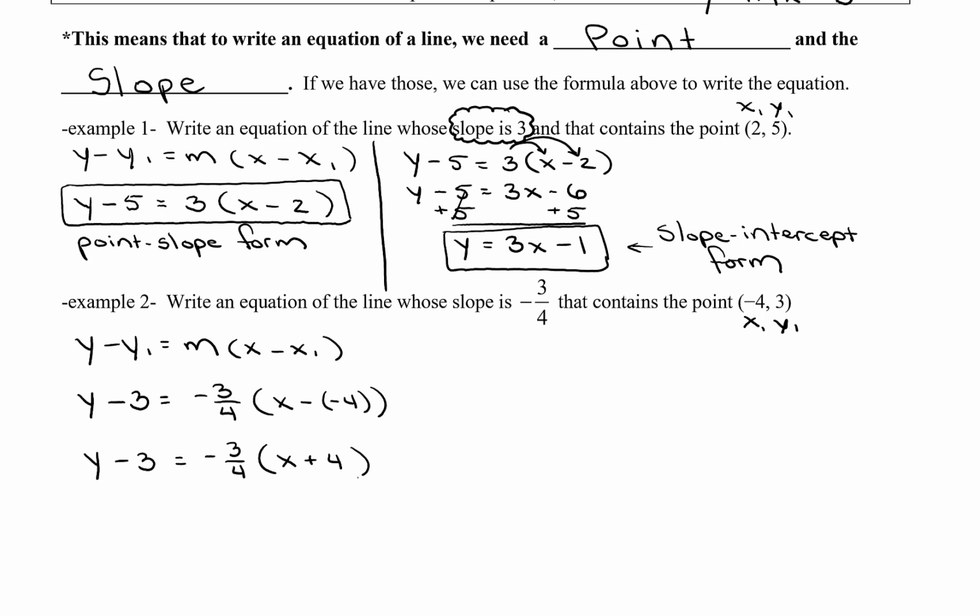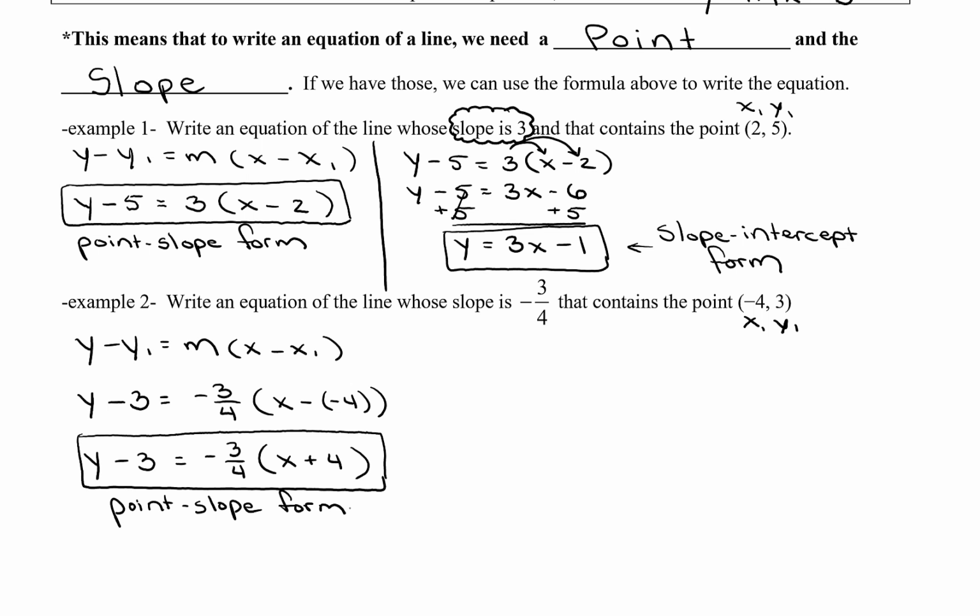Once again, this represents my answer in point-slope form. If you want to write this answer in slope-intercept form, we could do that as well. We would just need to make sure we distribute that negative 3/4. Let me draw a vertical line segment here, separating the work that I did for point-slope form and what I'm going to do for slope-intercept form on the right-hand side of the vertical line segment.